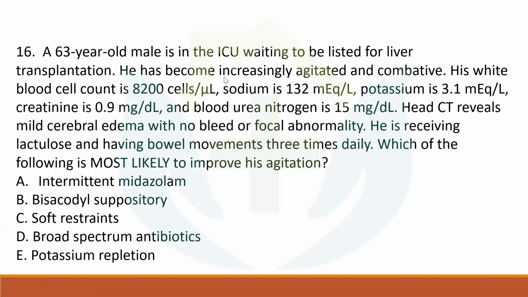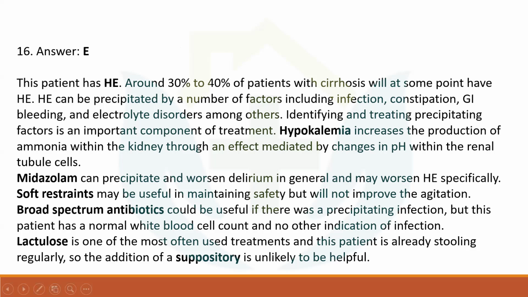B. Okay, let's see what the correct answer is. The correct answer in this is E. What is E? Potassium replenishment. Why is potassium replenishment important in a patient with hepatic encephalopathy? See, 30 to 40% of patients with cirrhosis will at some point have hepatic encephalopathy. It can be precipitated by a number of factors, including infection, constipation, GI bleed, electrolyte disorders. Identifying and treating the precipitating factors is an important component of treatment.